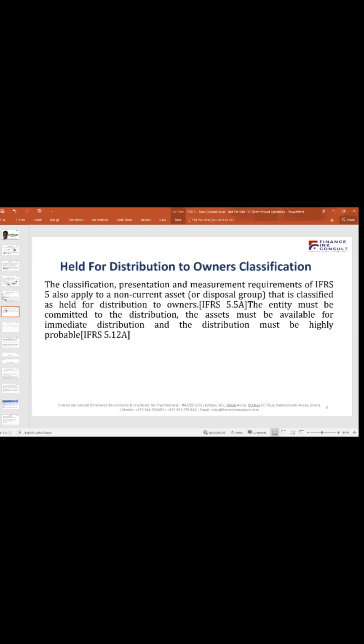So, held for distribution to owners. The classification, presentation, and measurement requirements of IFRS 5 also apply to a non-current asset or disposal group that is classified as held for distribution to owners. I mostly like to do some referencing: IFRS 5 paragraph 5 and paragraph 12.